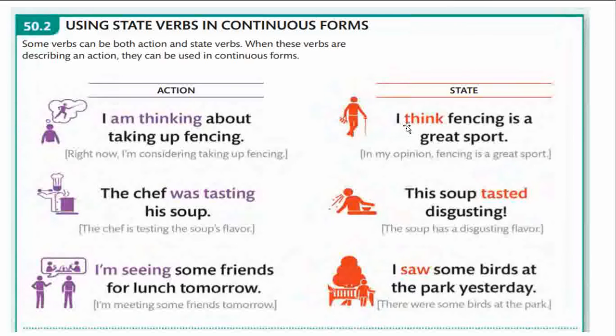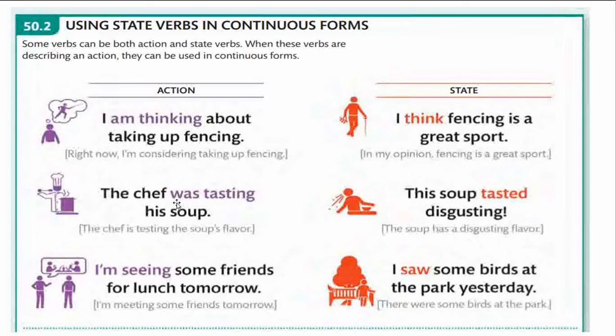But when you say, I think fencing is a great sport, over here you mean, in your opinion, fencing is a great sport. Over here, the word think is not doing any action. So, this particular word think, in this context, is a state verb, whereas in the previous context, it is an action verb. And the word think can be used in both contexts, but the meaning is completely different.